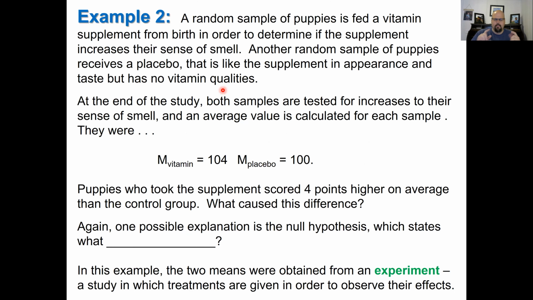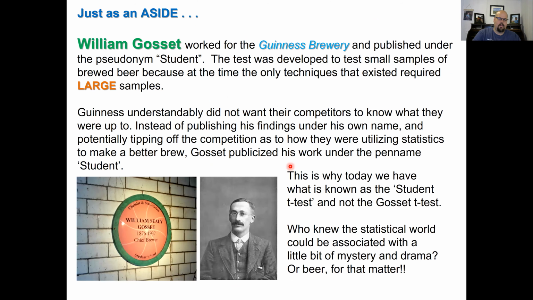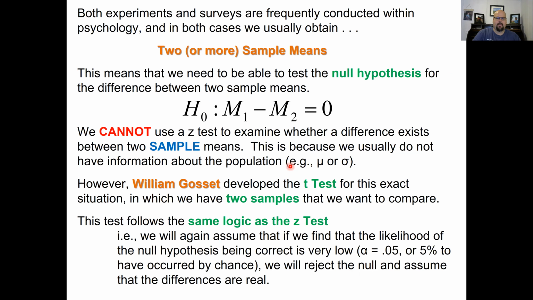There's a couple more examples. I'm going to let you guys read through these. There's an example 2, which kind of goes over the same thing, but I don't want to spend a lot of time on those. I think you can go through those. I hope you get the idea of what I'm talking about here. One deals with vitamins and placebos, and then I guess that's the only other example I have there.